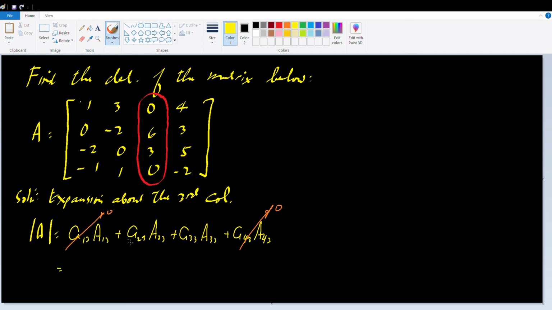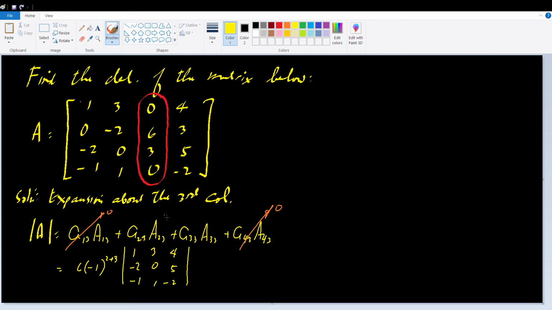Okay, so that will be 6 times negative 1 raised to row position, row 2, column position 3, so 2 plus 3. Determinant of, we delete the second row and third column. So we'll be getting 1, 3, and 4, negative 2, 0, and 5, negative 1, 1, and negative 2.